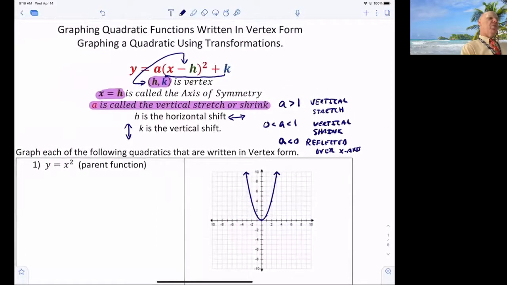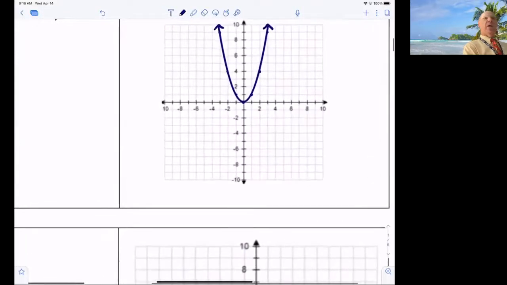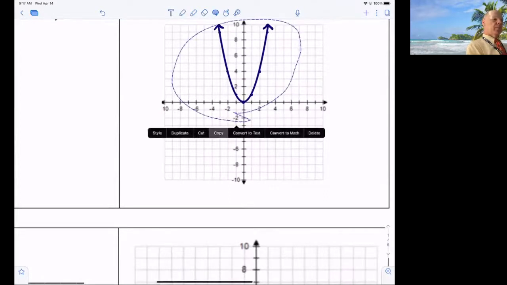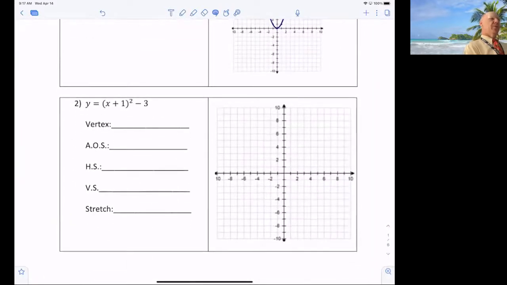Again, we're just graphing the quadratic using transformations. Now, again, I really like what we did here. Now what I'm going to do is copy this. I'm going to show you what it means to use the transformations. Then I'm going to paste it for the next one so I can show you perfectly how it is.